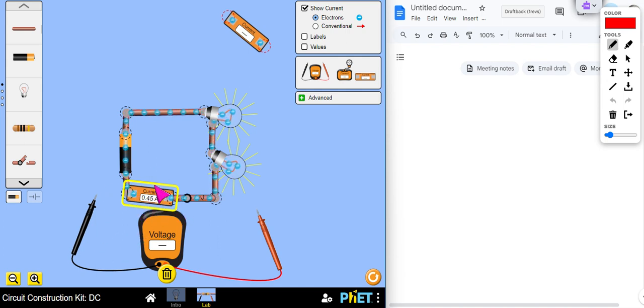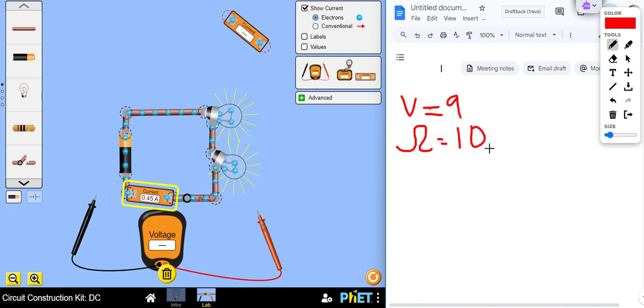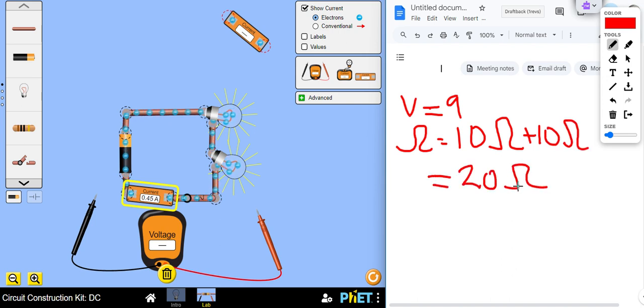Now on the right side of my screen, I'm going to show you the math for how we can calculate that, and we should be comfortable by now, at least somewhat, based on what we've gone through. So we have the total voltage is 9 volts. We have the total resistance equals the resistance of one plus the resistance of the other. So 10 plus 10 equals 20 ohms. So we have 20 ohms of resistance.